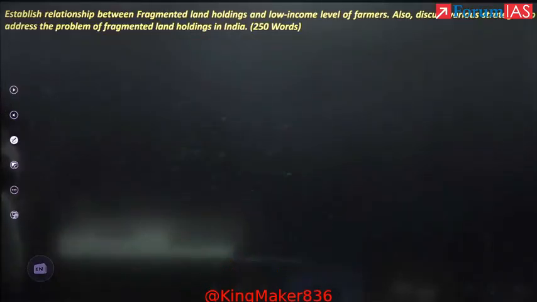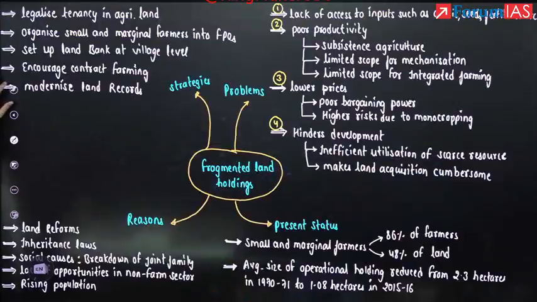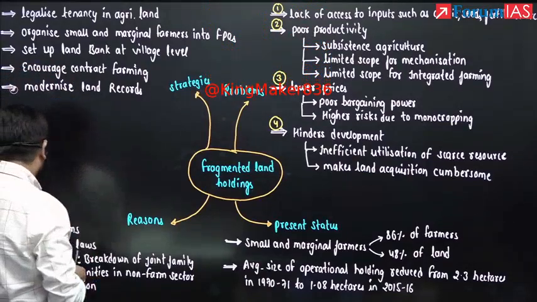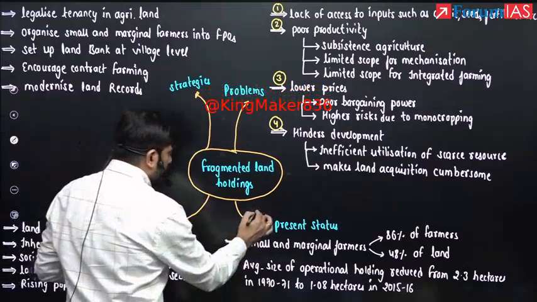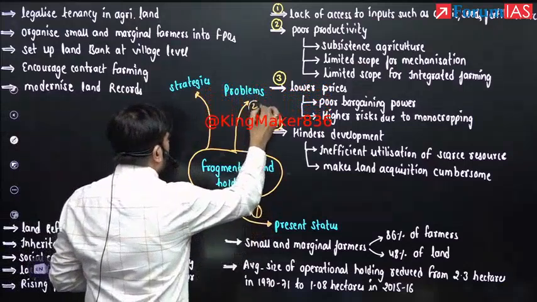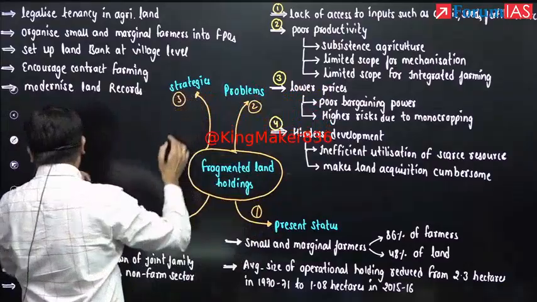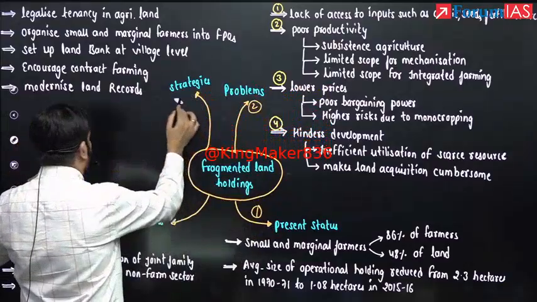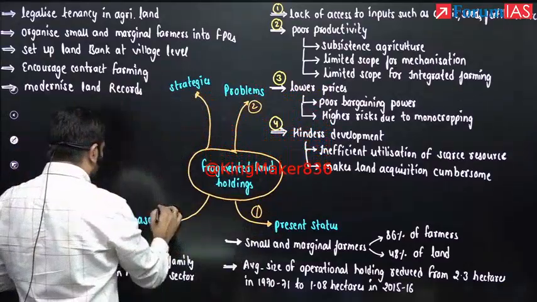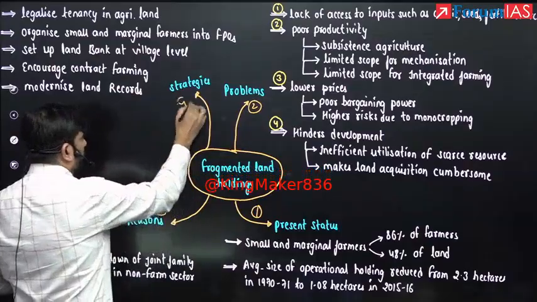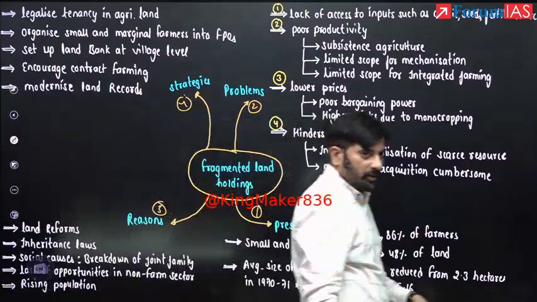I have just incorporated one topic here. This is how fragmented land holding is a problem for agriculture. You can start from here. It's a very easy topic. 1, 2. Okay. 3, 4. Just have a look at these topics one by one.